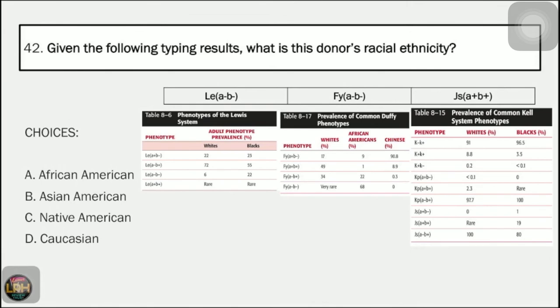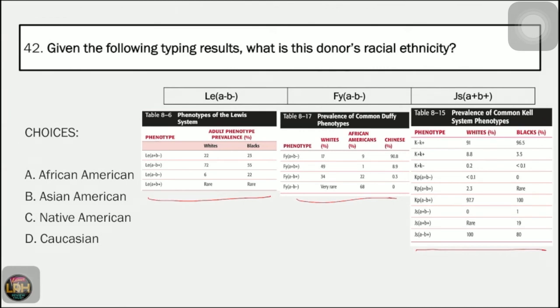So we have here LEA negative, B negative, Duffy A negative, B negative, JSA positive, B positive. So, it is very important that we are familiar with the prevalence per blood group system: ABO, RH, Lewis, Duffy, and Kell. So, maybe this is helpful to you. This is from Harmony.